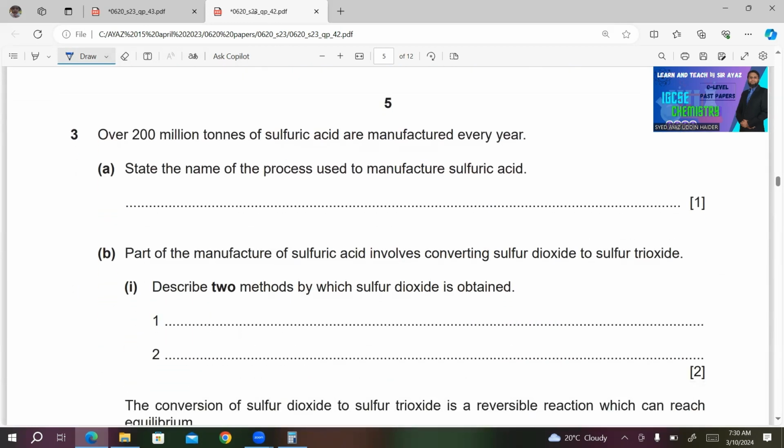Question number 3. Over 200 million tons of sulfuric acid are manufactured every year. A. State the name of the process used to manufacture sulfuric acid. The name is contact process, so you write contact process here.